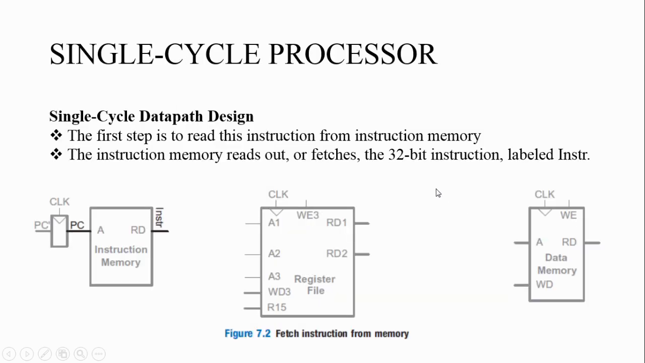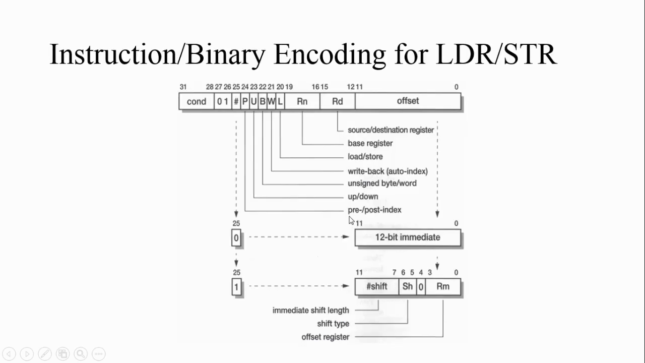So for designing the data path, the first step you have already seen. You are connecting the program counter to the instruction memory so that the current instruction can be read from the instruction memory and given out to the RD port. In the next step, you are going to connect this to the register file. For that, in the first example, you are going to use the LDR instruction.